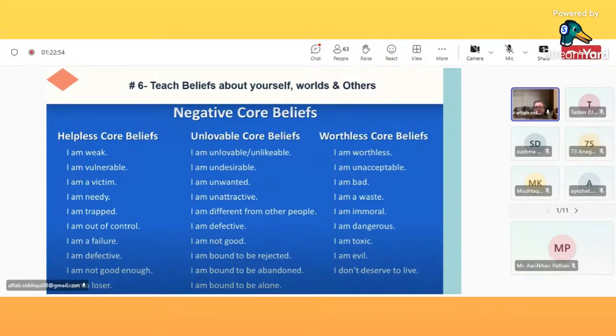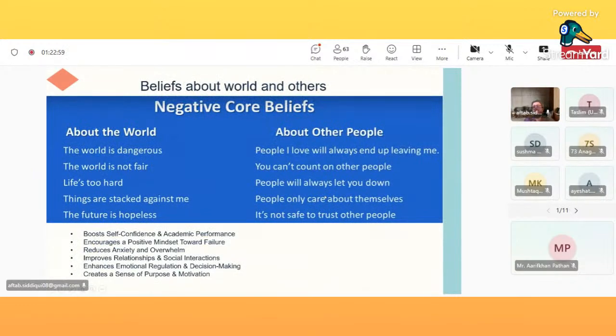Similarly, often people get beliefs about the world and about others. These are the most negative core beliefs that often lead people into psychological problems. About the world: the world is dangerous, the world is not fair, life is too hard, things are stacked against me, the future is hopeless. About people: the people I love will always end up leaving, you can't count on people, people will always let you down.